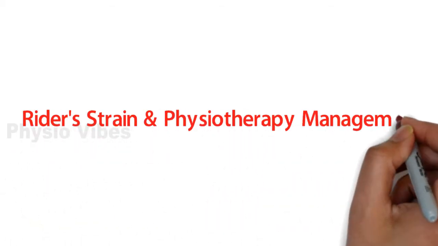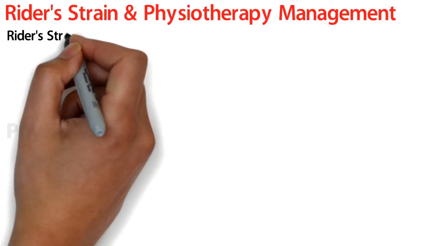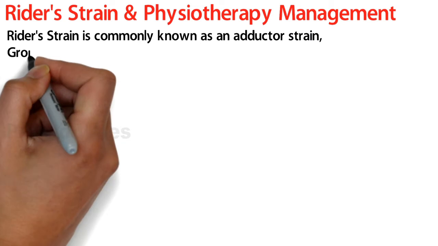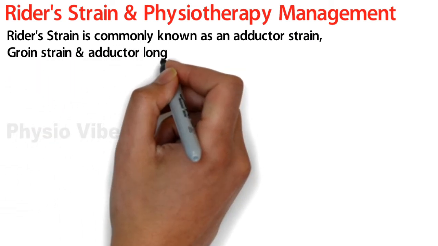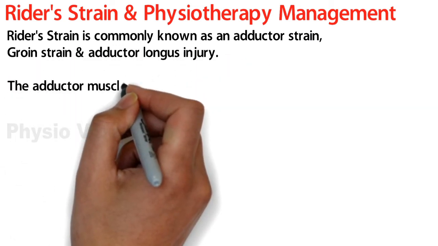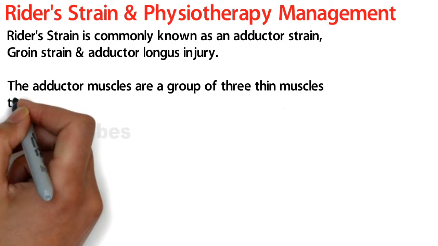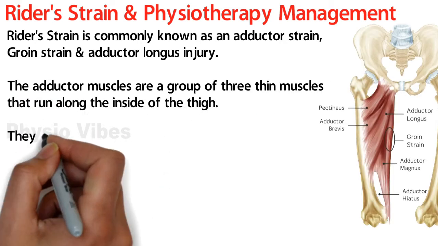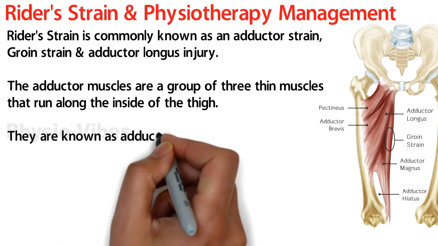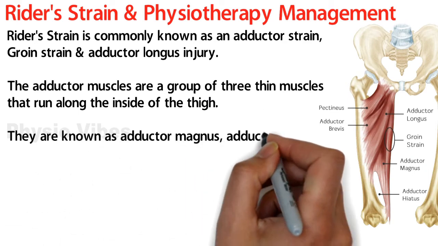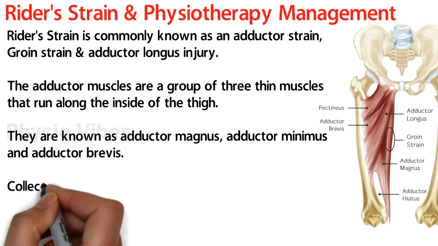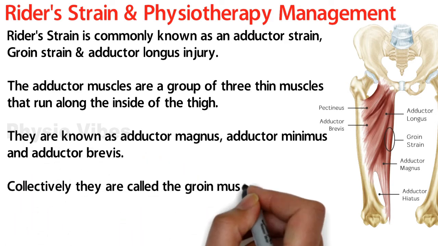Rider's strain and physiotherapy management. Rider's strain is commonly known as an adductor strain, groin strain and adductor longus injury. The adductor muscles are a group of three thin muscles that run along the inside of the thigh. They are known as adductor magnus, adductor minimus, and adductor brevis. Collectively they are called the groin muscles.